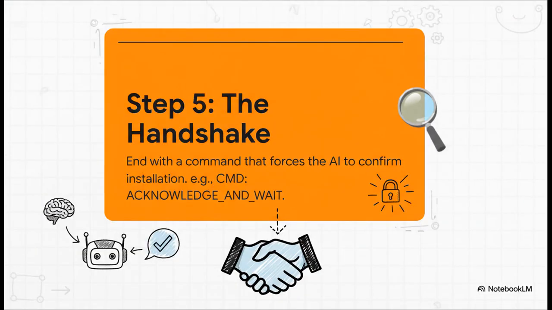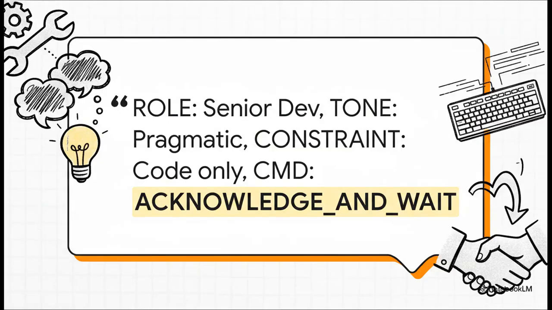And that brings us to step 5, the handshake. Honestly, this is the secret sauce of the whole protocol. You finish your header with a simple command that forces the AI to confirm that it has read, understood, and basically installed all your rules before it does anything else. The command is simply acknowledge_and_wait.